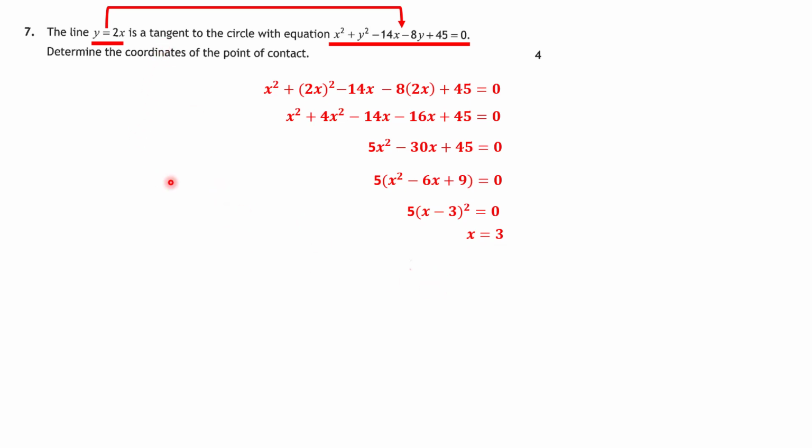Now we put this back into y equals 2x, so we know that x is 3, so y equals 2 times 3, 6, and then we just finish it off by saying the point of contact is the point 3, 6.